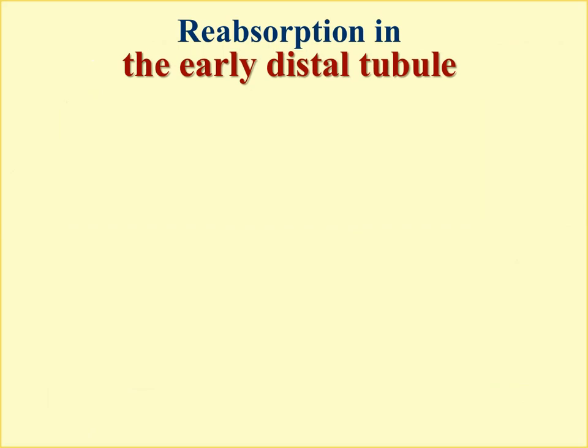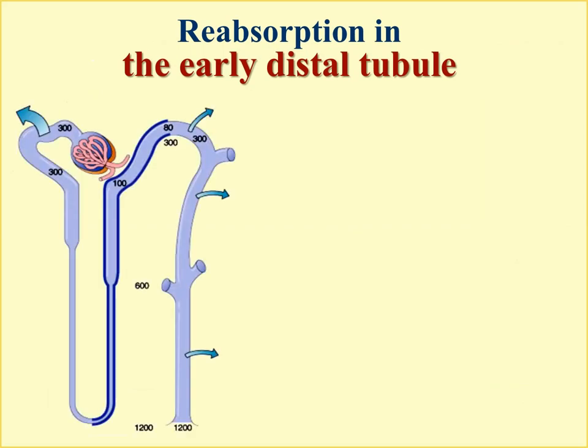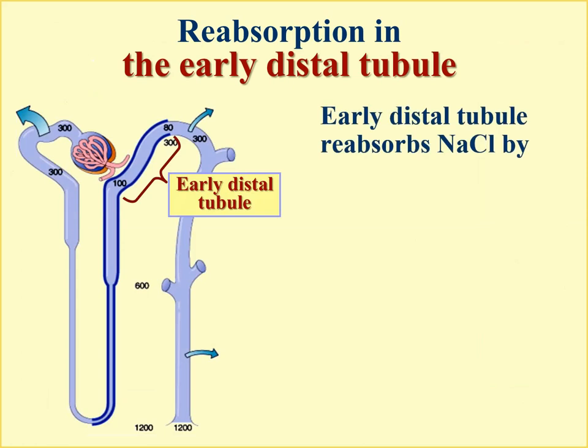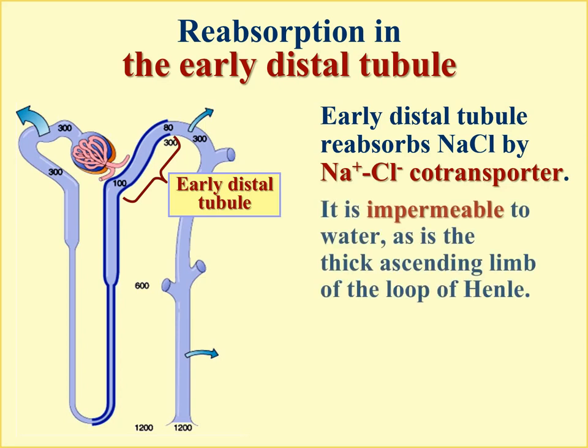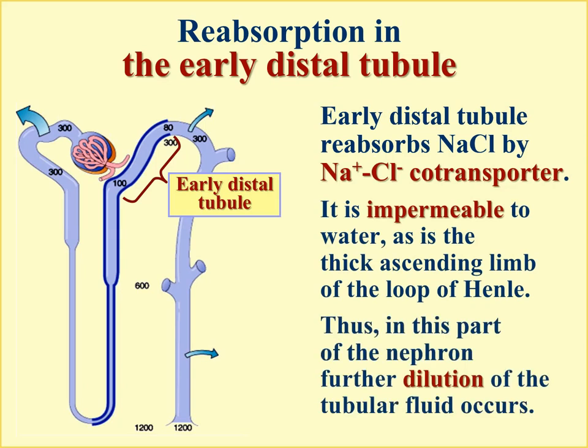Reabsorption in the early distal tubule. The early distal tubule is this portion that also is impermeable for water. Therefore, it also contributes to further dilution of fluid. The early distal tubule reabsorbs sodium and chlorine by a cotransporter. Both ions are transported out of the lumen, sodium and chlorine. And so there is no loss of fluid, but there is loss of ions. So it is again a diluting action. It's still impermeable for water, so it continues to dilute the filtered fluid. Further dilution.